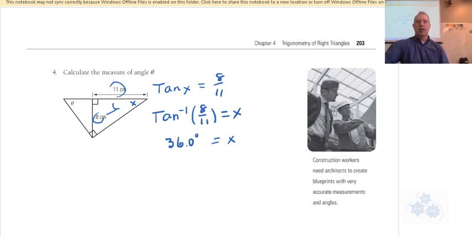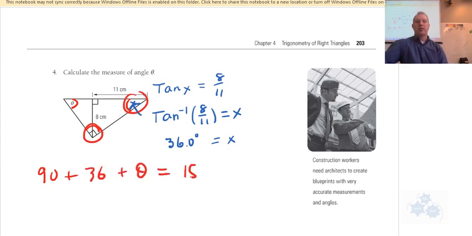36.0? Yeah. Okay. So if this one's 36, then the easiest thing to do from here is to remember that all of the angles of a triangle have to add up to 180 degrees. So if you consider that big triangle, you'd have a 90 right here, and you'd have a 36 right here, and then you'd have this theta, and that all has to equal 180.